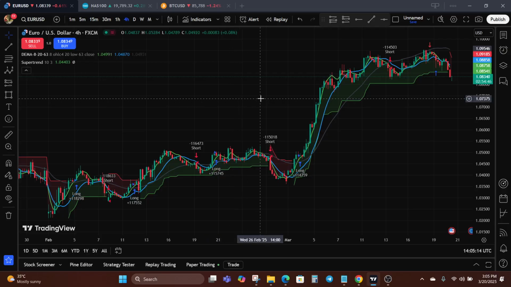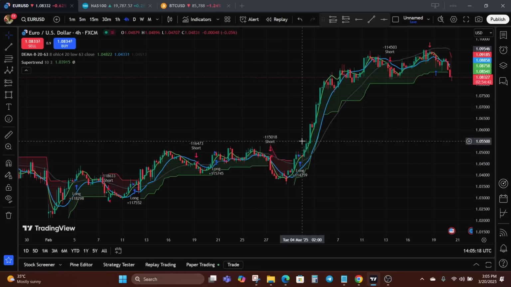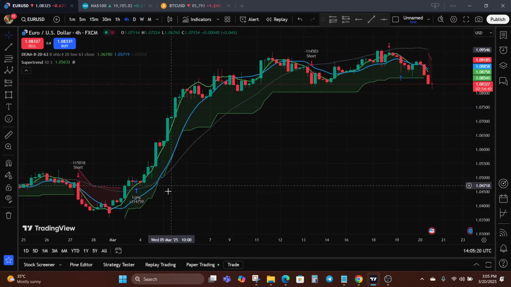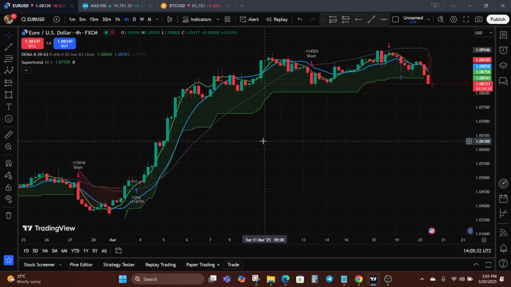Okay, and then ensure that you look for alignment. Always wait for both indicators to align. When both the DEMA and the SuperTrend agree, that is when you get the strongest signals. Okay, and that is a wrap on the highly effective DEMA plus SuperTrend trading strategy.